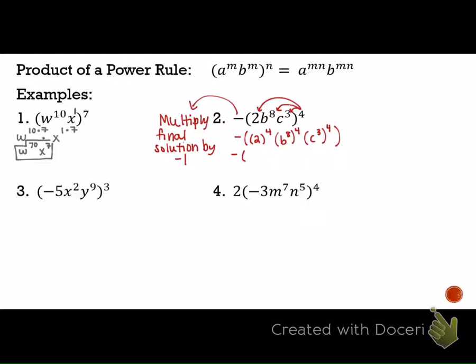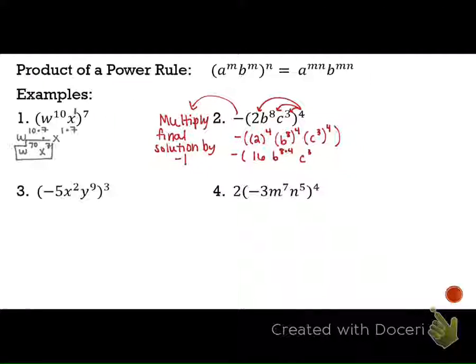What's 2 to the 4th power? 2 times 2 is 4. 4 times 2 is 8, so it's 16. Very good. Then we do b, 8 times 4. C, 3 times 4. I know I'm showing a lot of work. You don't have to show all this work on your homework. And then we get -16, b to the 32nd, c to the 12th.